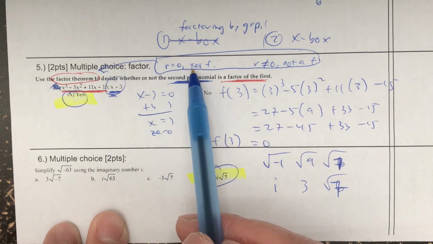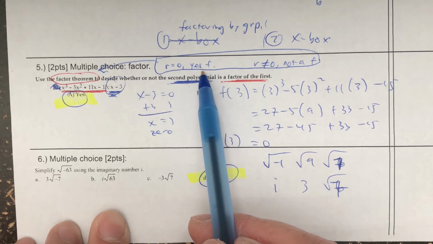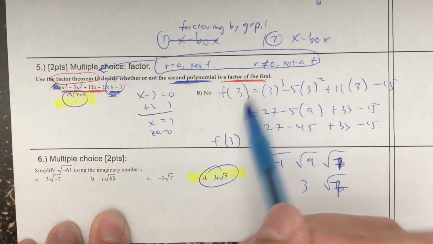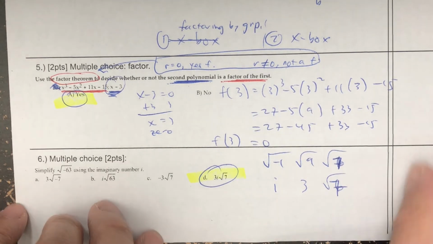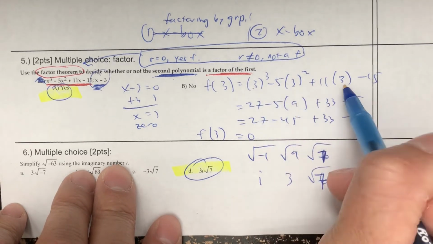Again, just like the first problem, you can use synthetic division. You could use long division, and you'll get the same answer. I'm going to be using the remainder theorem to help us understand the factor theorem. Same thing, I'm going to put in 3 for every x value.